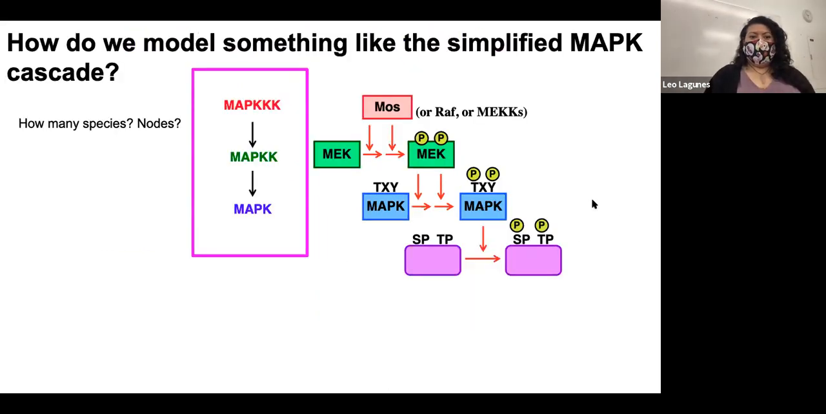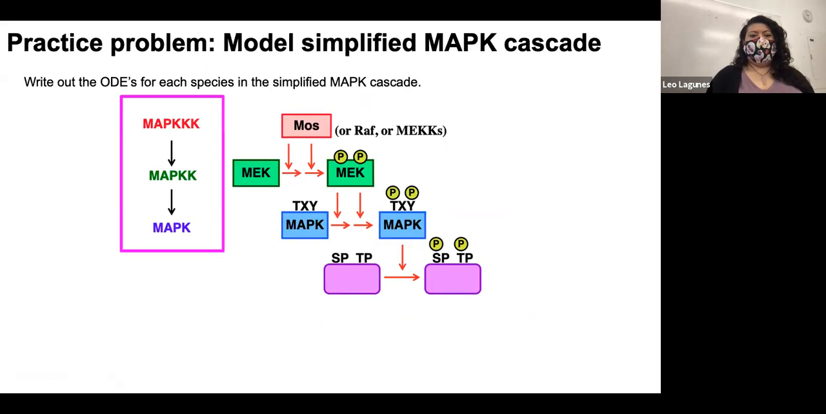So how do we model this very simplistic MAP kinase cascade? How many nodes and species do we have? We have 1, 2, 3 species, which makes it a 3-node pathway. So we can actually write the ODEs for this one, and you can just give MAP kinase kinase kinase, or MOS, its own variable, like A, or M3. Same with the MEKs and with the MAPKs. So just take a moment to write the ODEs for a single reaction with 3 different species.